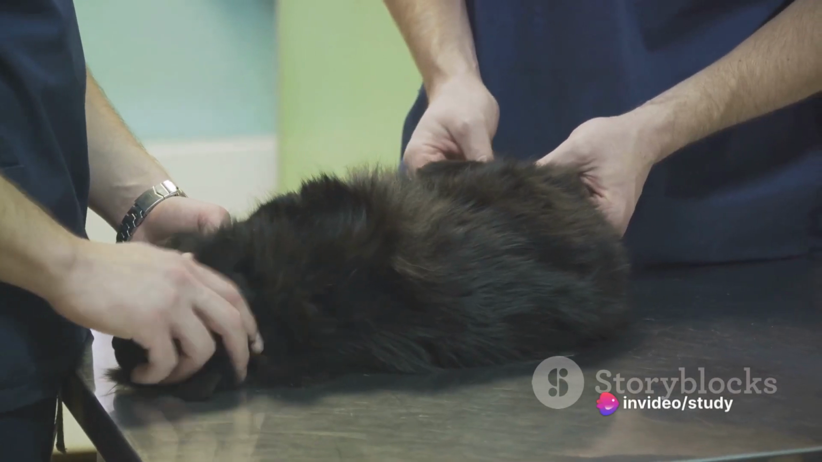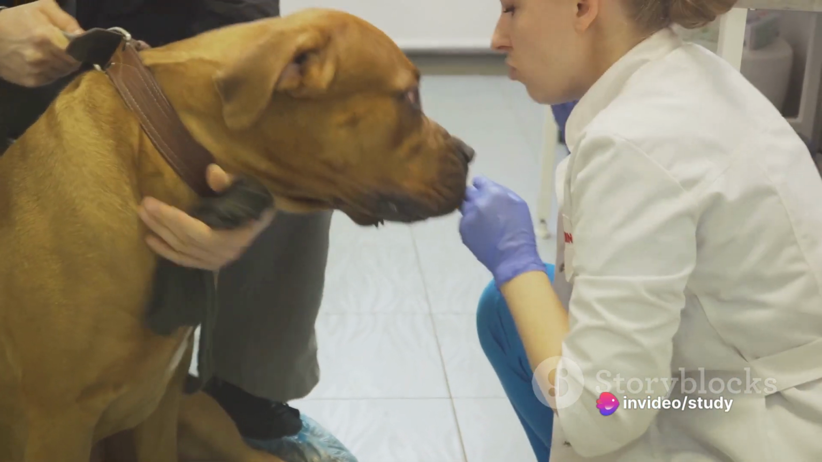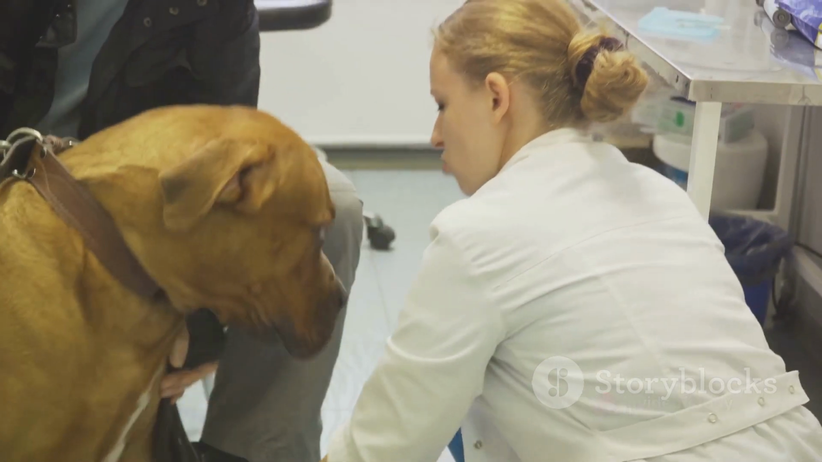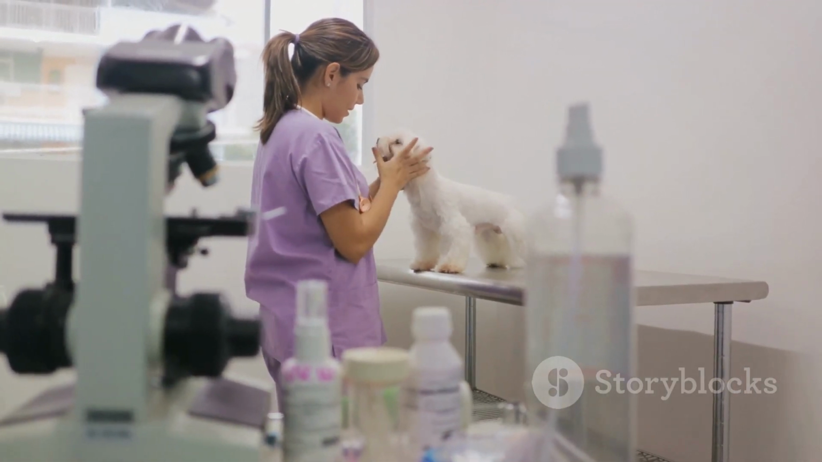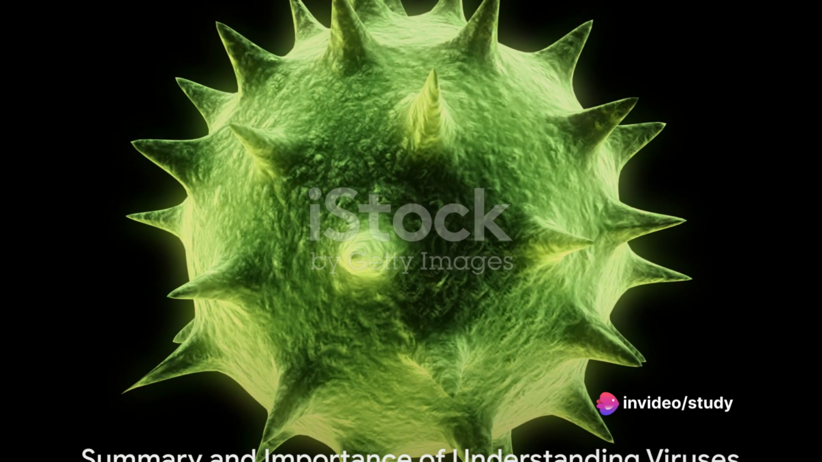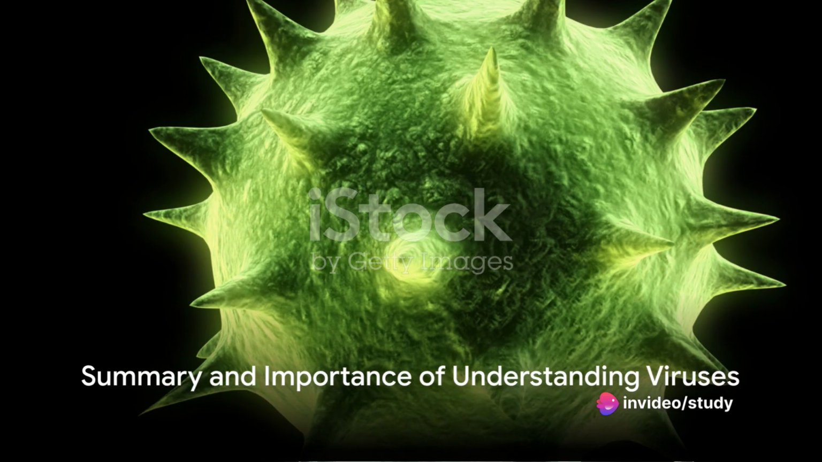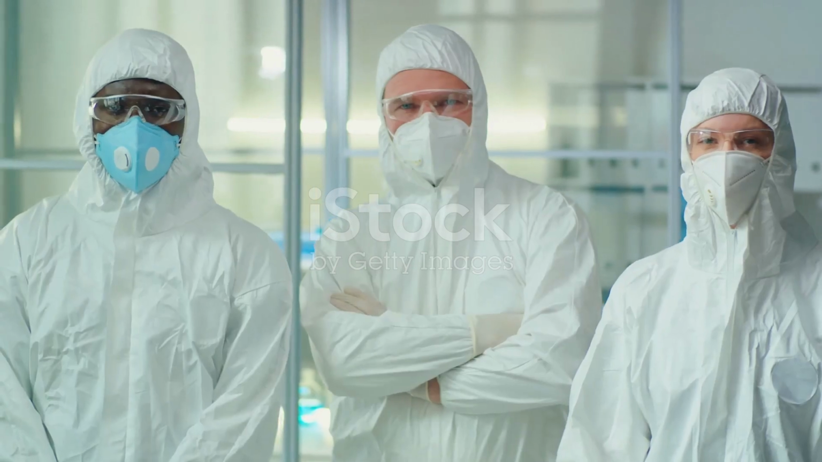Some examples of viral diseases in animals include rabies in dogs, feline immunodeficiency virus in cats, and avian influenza in birds. These diseases, like their counterparts in humans, can range from mild to severe, and in some cases can even be fatal. In summary, viruses are tiny, non-living entities that infect host cells to survive and reproduce.